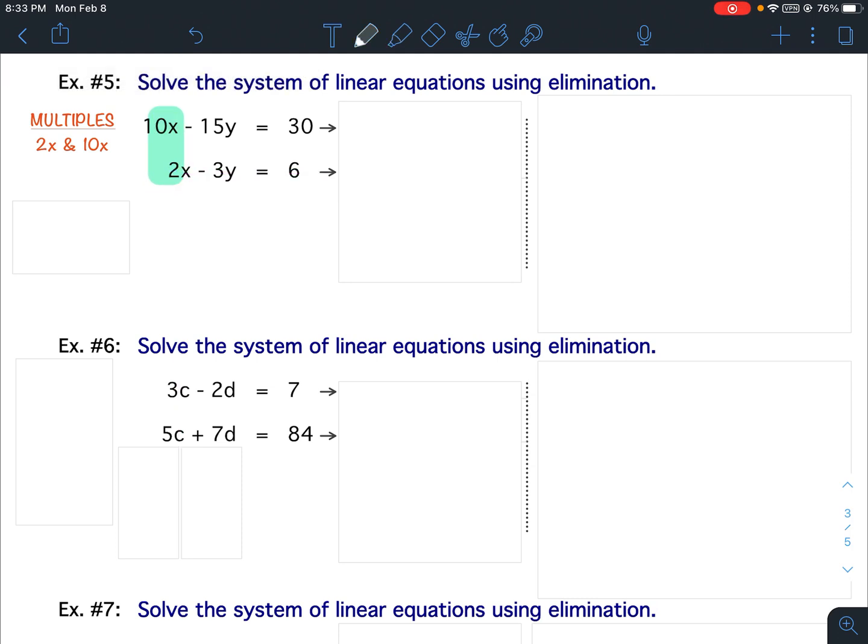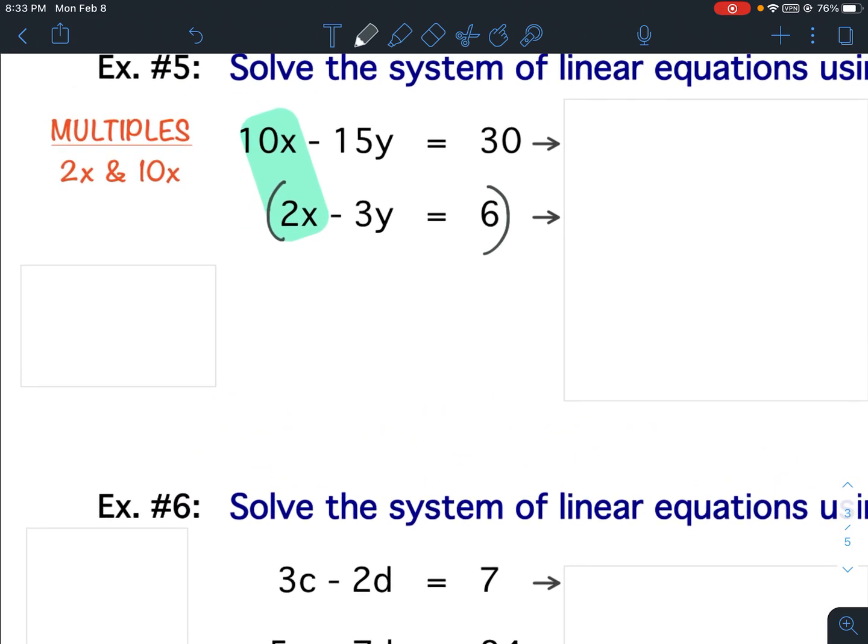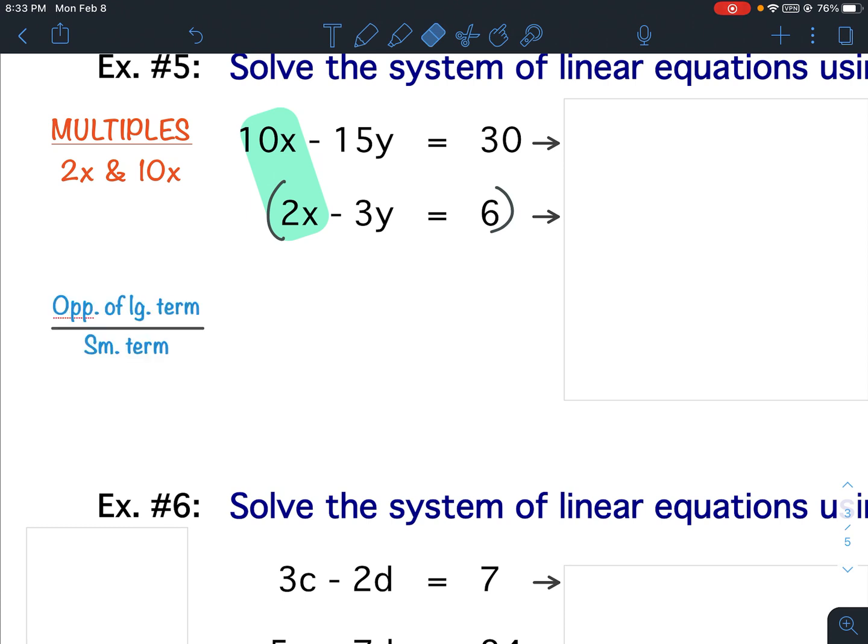All right, so which one is the smaller term? The 2x is the smaller term. We'll do it this way. So since the 2x is the smaller term, that is the equation that I will be multiplying. What do I multiply by? Well, that again is where I use this, opposite of the larger term divided by the smaller term.